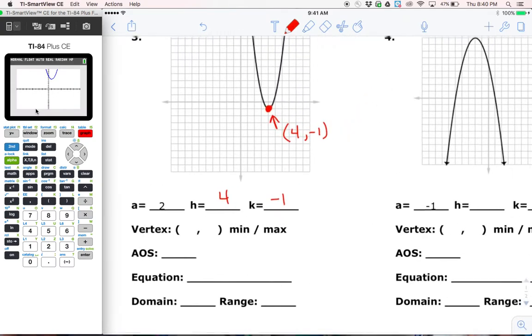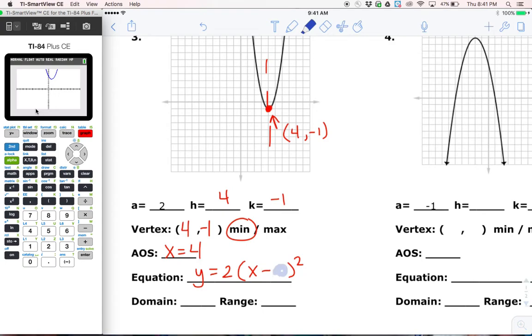Okay, my vertex then we just said was (4, -1). I've got a minimum, right? I've got a lowest point here. And then my axis of symmetry is x equals 4, right? Even though it's not drawn, we know it's there. My equation then, because they gave us a, on Tuesday we'll learn how to figure out a by ourselves, but for right now I'm just going to tell you what it is. It goes in front of the parentheses. We got x minus squared.